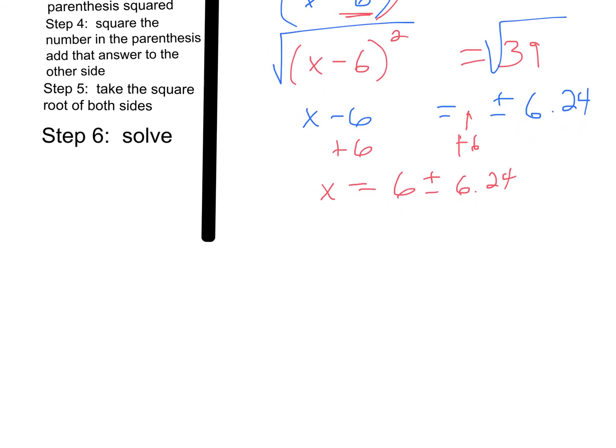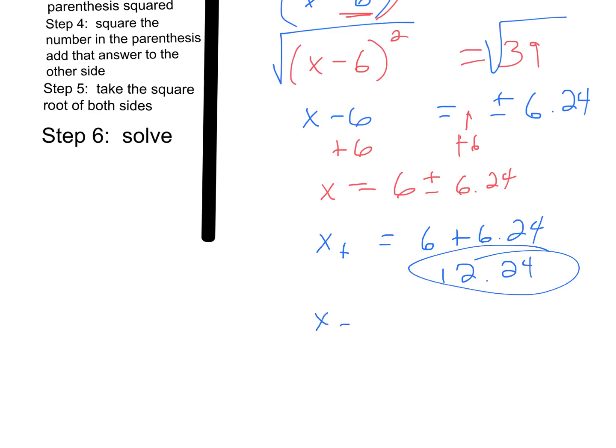Alright, so now let's get our two answers. So the x positive says we do 6 plus 6.24, which is 12.24. The x negative says we're going to do 6 minus 6.24. So when I do that out, I get negative 0.24. And there you have it.